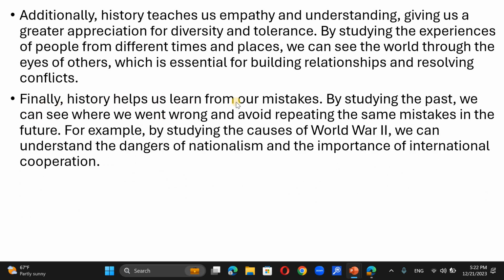Finally, history helps us learn from our mistakes. By studying the past, we can see where we went wrong and avoid repeating the same mistakes in the future. For example, by studying the causes of World War II, we can understand the dangers of nationalism and the importance of international cooperation.